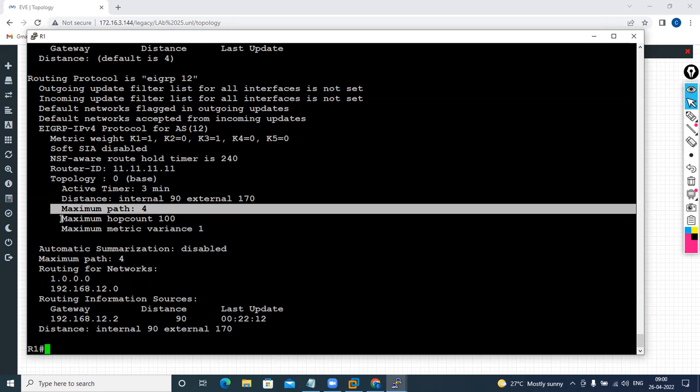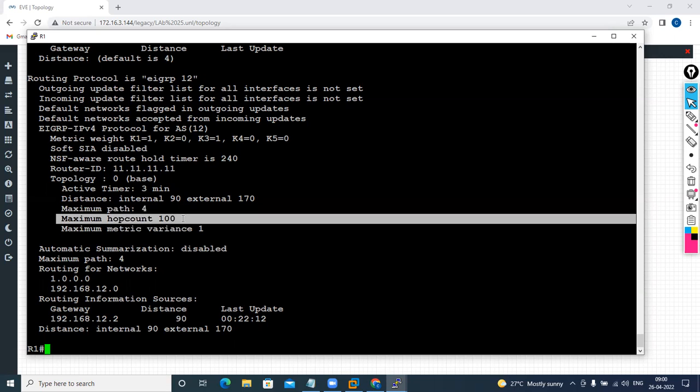And this is your hop count. By default, it is 100. Supports up to 250. But Cisco recommends to use only 50 routers inside a single autonomous system number. Even if we talk about an OSPF area, inside a single area, we can use 50 routers. We'll talk about area when we discuss OSPF.